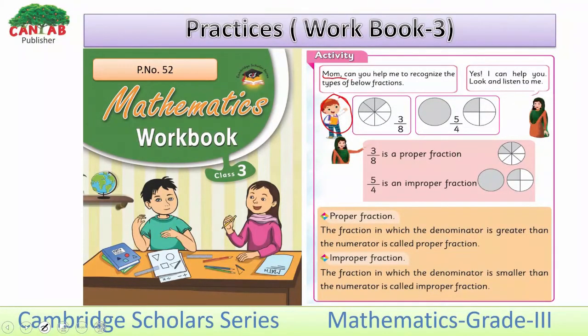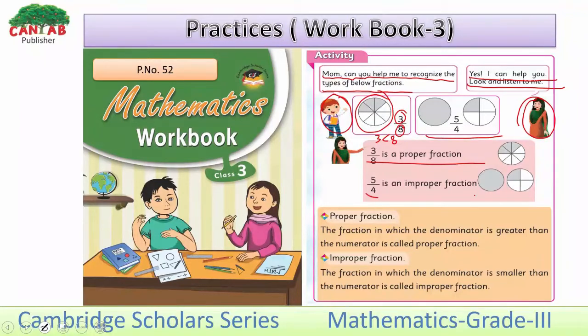This boy is asking his mom, can you help me to recognize the type of below fractions? His mom replied, yes, I can help you. Look and listen to me. Look here. How many parts does this circle have? There are 8 parts in all. How many are shaded? 3. All parts go in the denominator. So, 3 is less than 8. So, this is a proper fraction, and this one is an improper fraction.